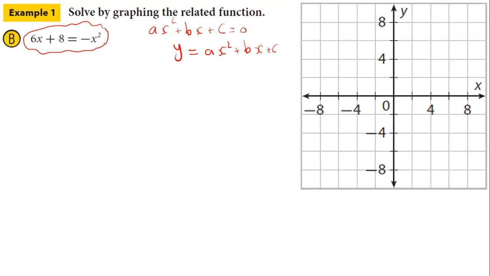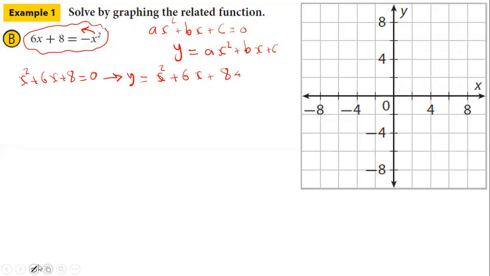Okay? So first step, we have to move negative x squared to the other side. So it will be positive x squared plus 6x plus 8 equals 0. Okay? And we will graph this function. The function y equals x squared plus 6x plus 8.